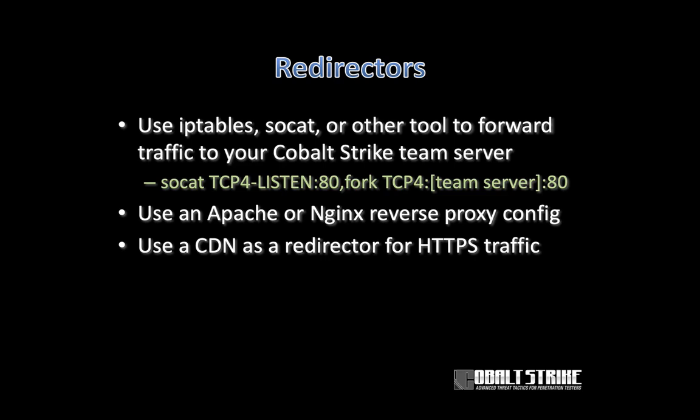Here are some tips on how to stand up a redirector. You can use iptables, SOCAT, or another tool to forward traffic to your Cobalt Strike team server as is. Here is a SOCAT recipe to do that. You can also use an Apache or Nginx reverse proxy configuration to act as a redirector for your Cobalt Strike server as well. Finally, you can use a content delivery network like Amazon's CloudFront as a redirector for your Cobalt Strike HTTPS traffic as an option as well.